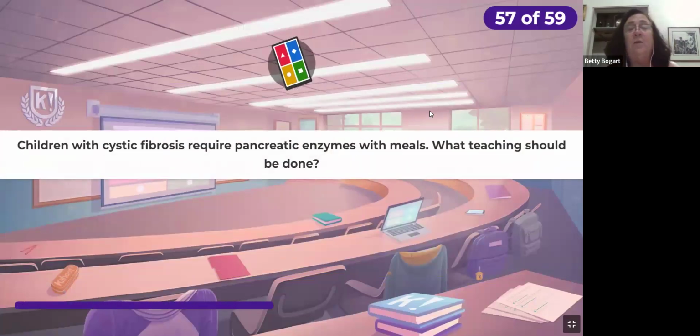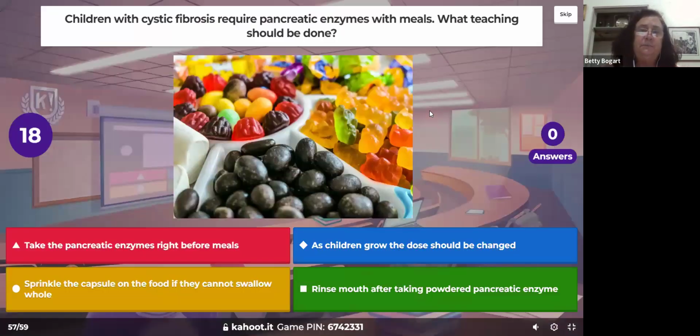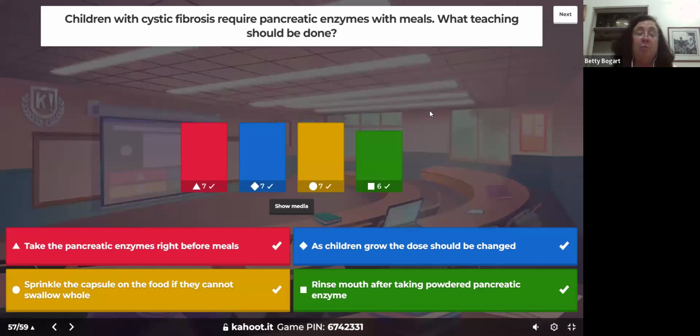Children with cystic fibrosis require pancreatic enzymes with meals. What teaching should be done? You probably had an NCLEX question very similar to this one. Take them right before the meals. You can sprinkle it on their food and rinse their mouth if you use the powder. And then the one thing I told you: make sure that as they grow and gain weight, we do change the dose. Very good.